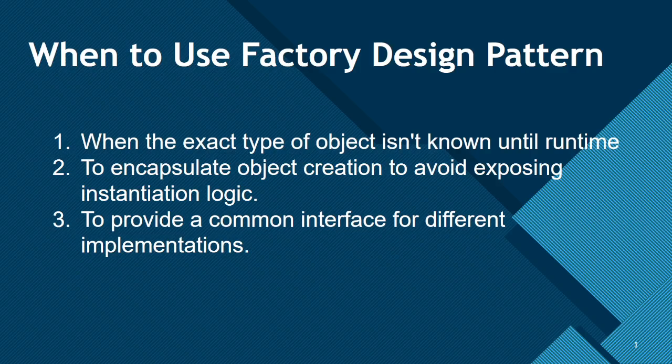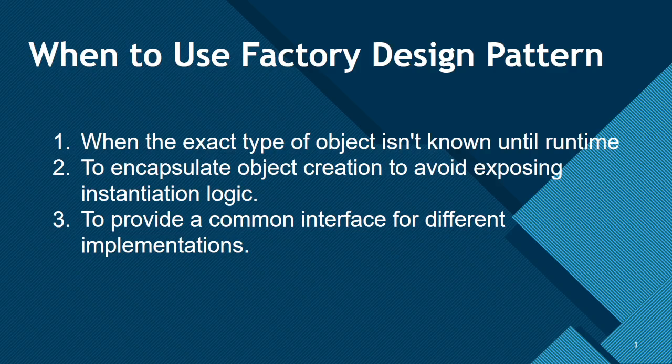So there are various scenarios when we need the factory design pattern. First is when the exact type of object isn't known until runtime. In many applications, the exact type of object required is not known until the program is running. This often occurs when the decision about which class to instantiate depends upon user input, configuration settings, or other runtime factors.